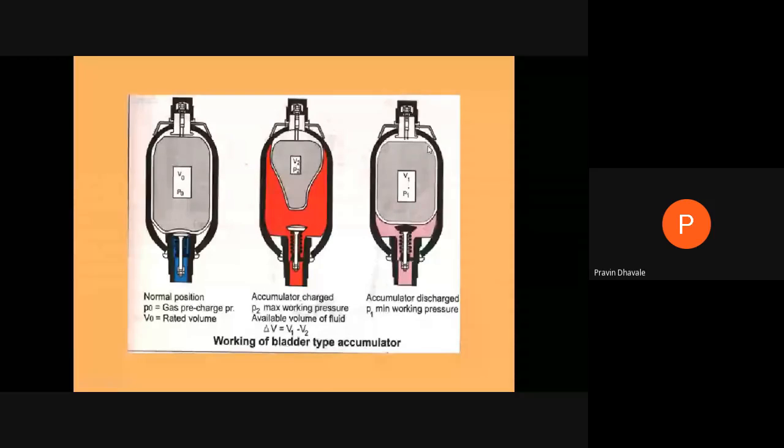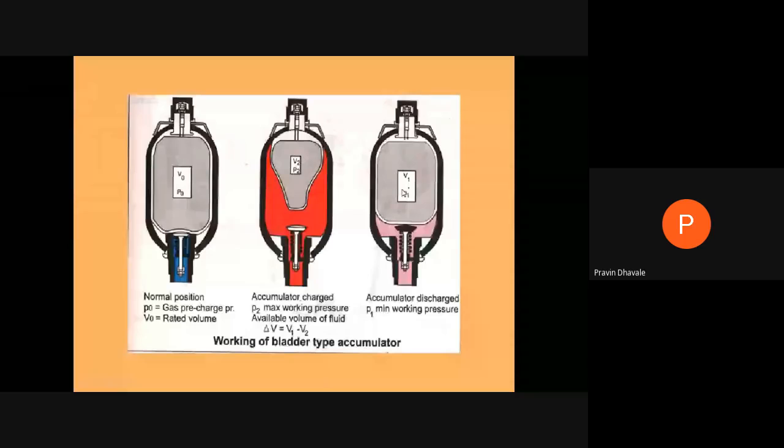So after expansion, its pressure reaches P1 and volume reaches V1. From this diagram, we are able to know how these bladder type accumulators operate. When the accumulator is discharged, whatever is in it will be supplied to the actuator. P1 is the minimum working pressure.